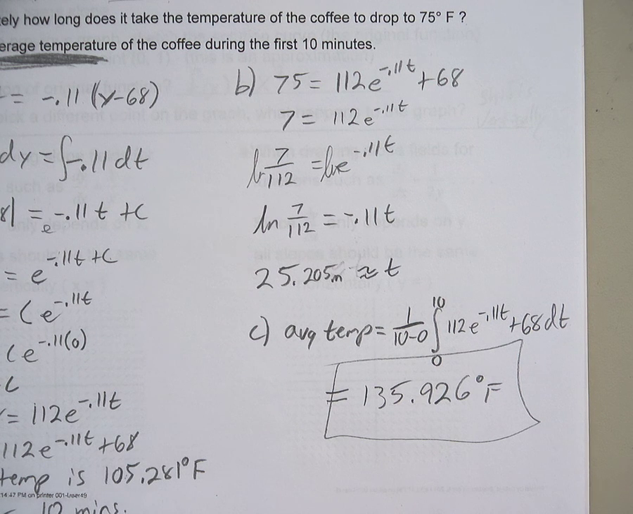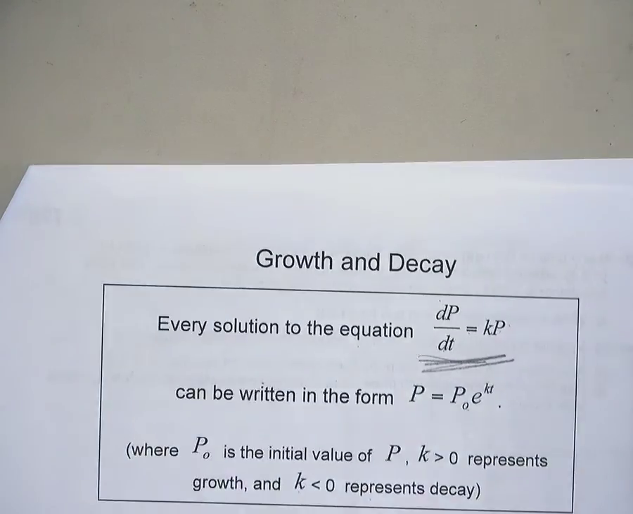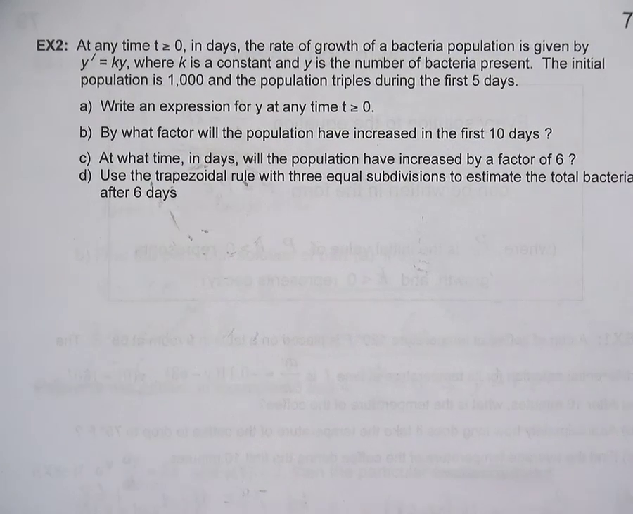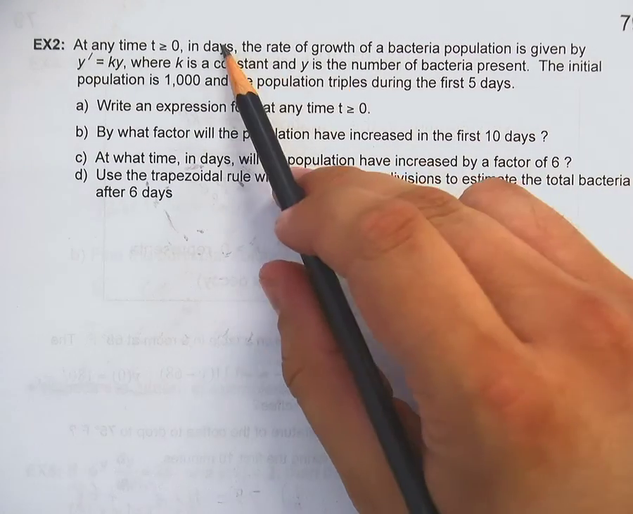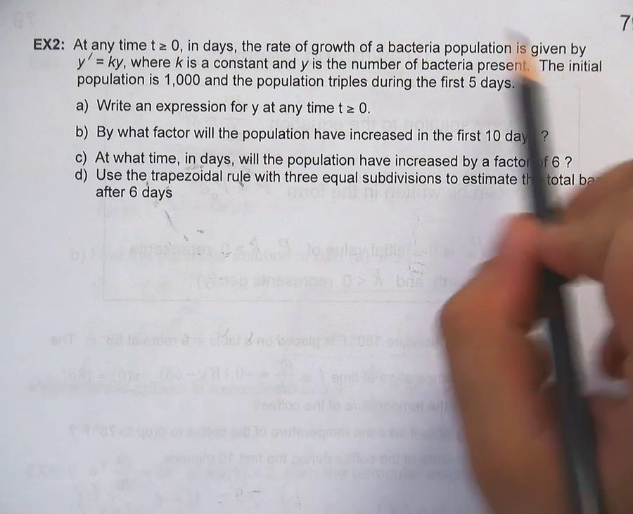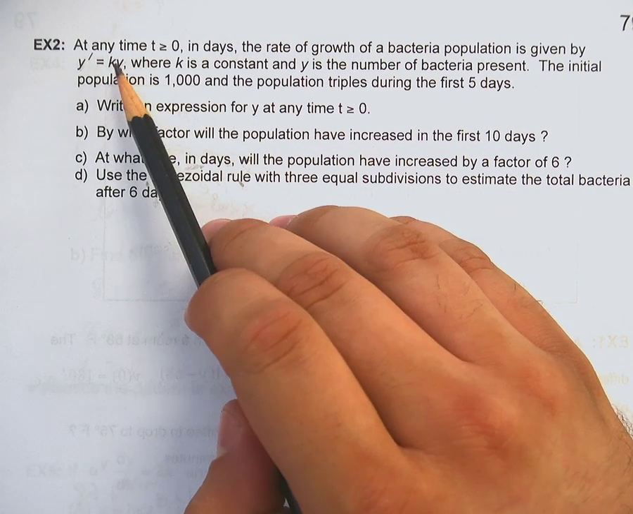All right. So from here, I do want to give us a chance to use the shortcut. The second question does deal with that. And I'm excited to show you this because it's pretty cool. Example number 2 says at any time t greater than 0, and t is measuring days here, the rate of growth of a bacteria population is given by y prime equals ky. Okay, y prime equals ky.